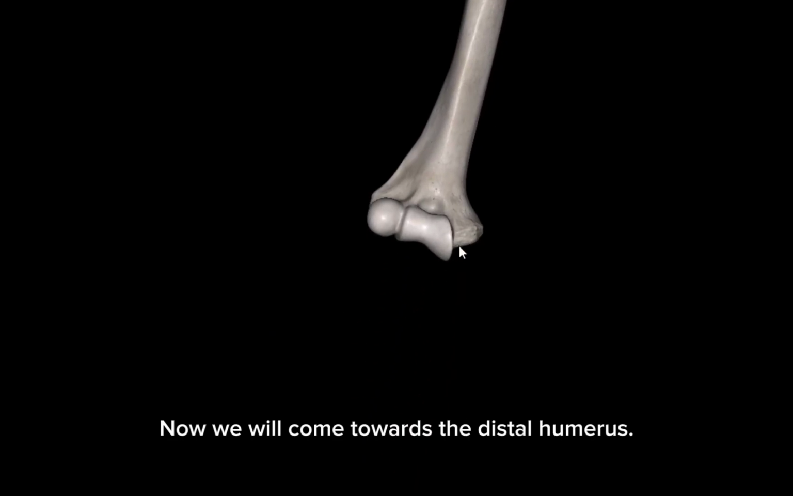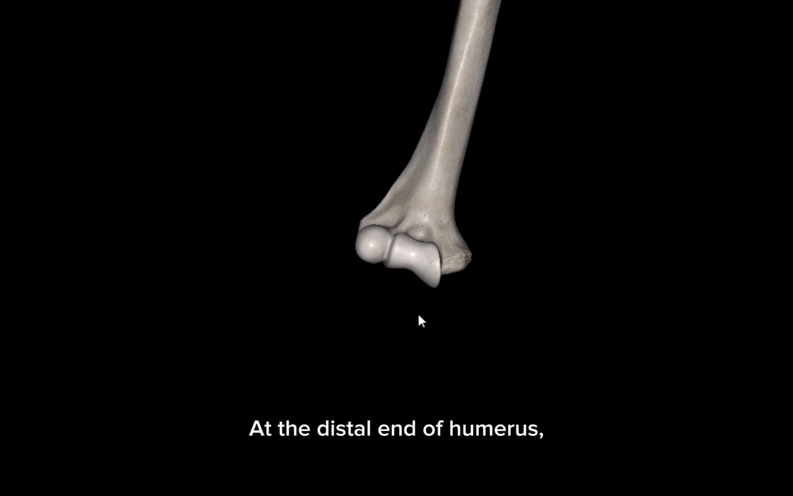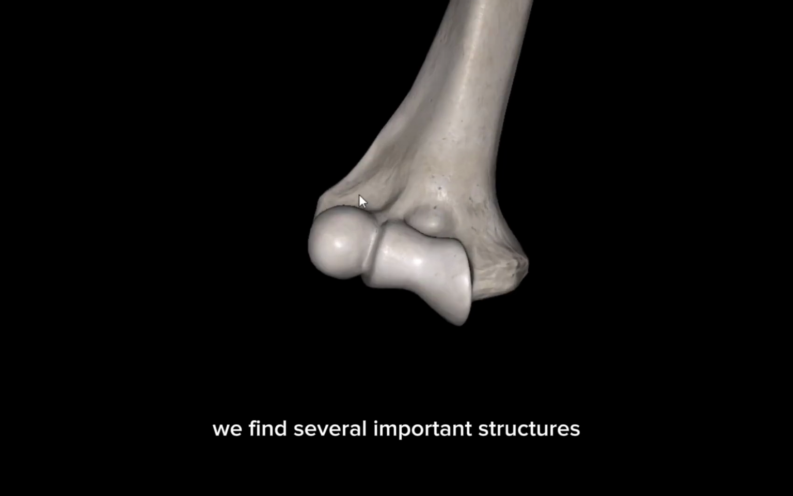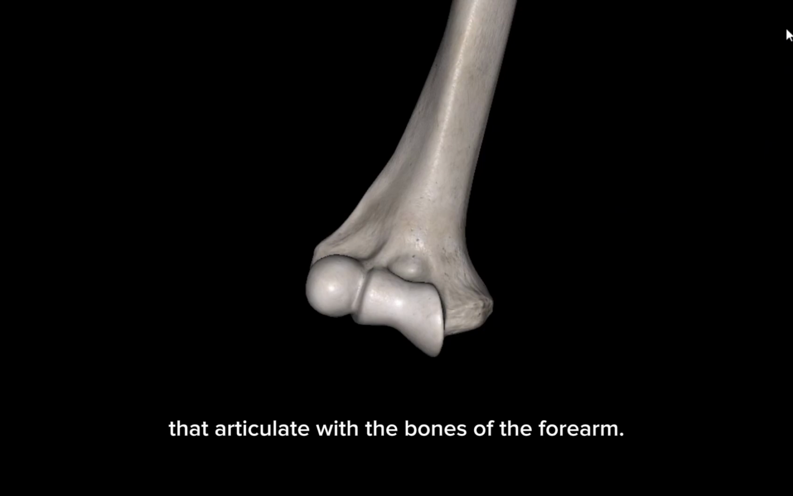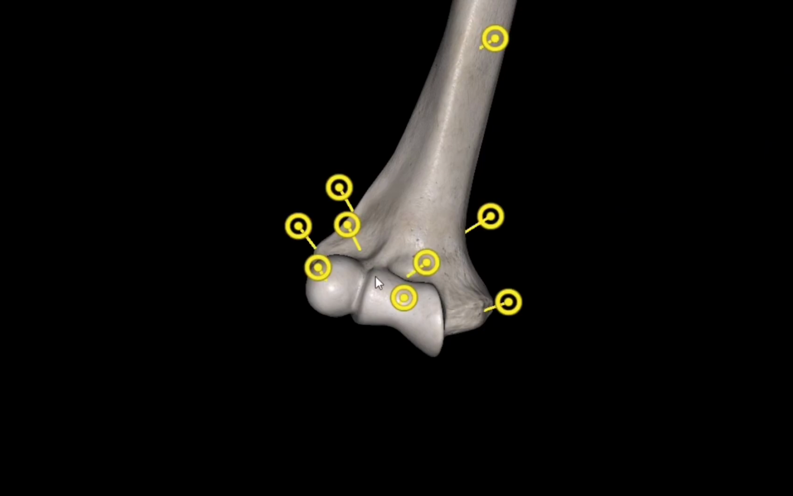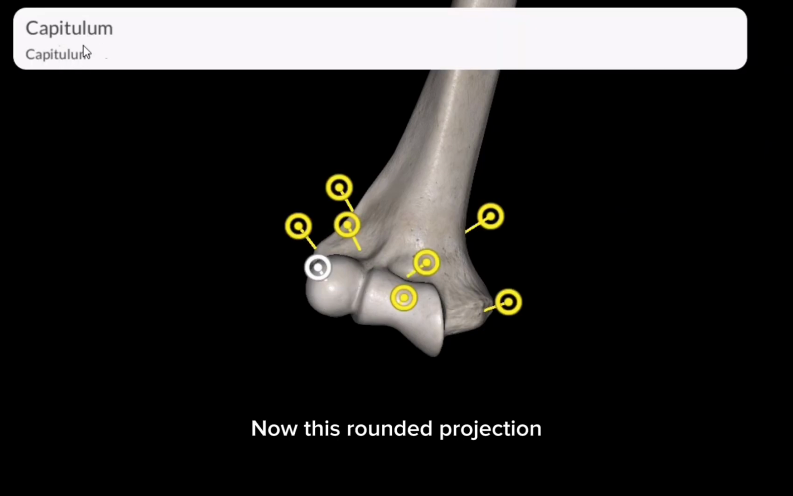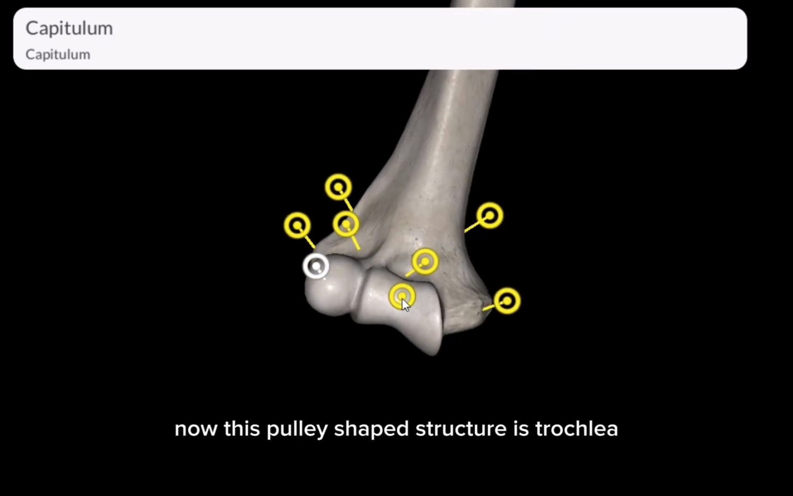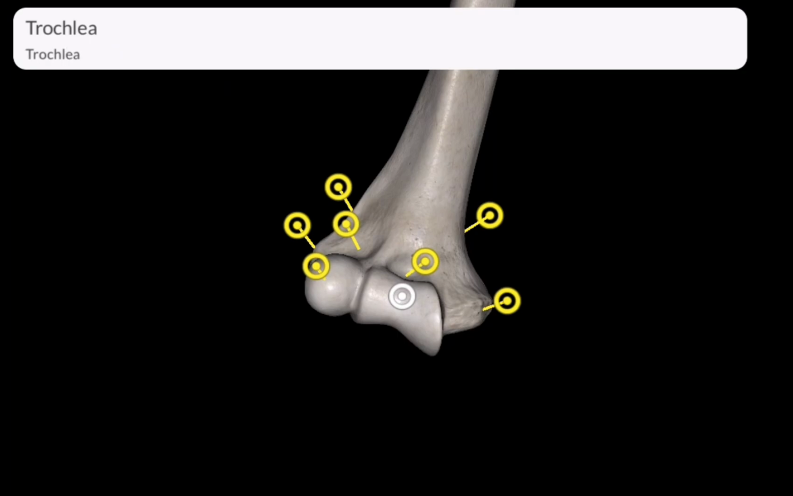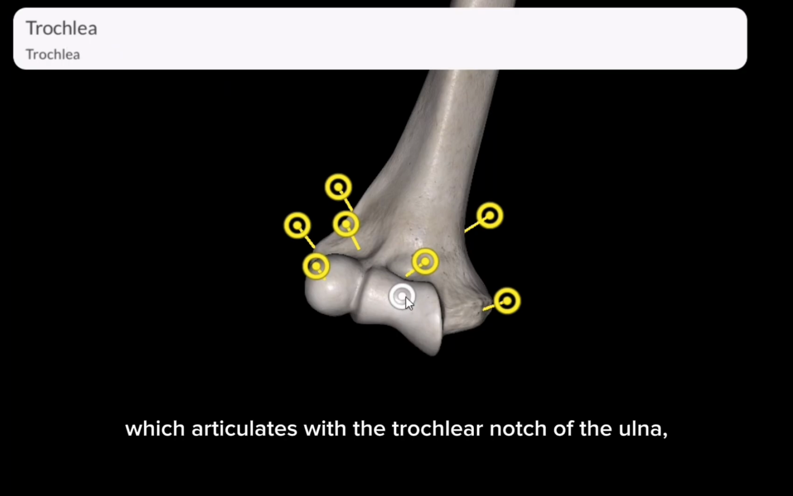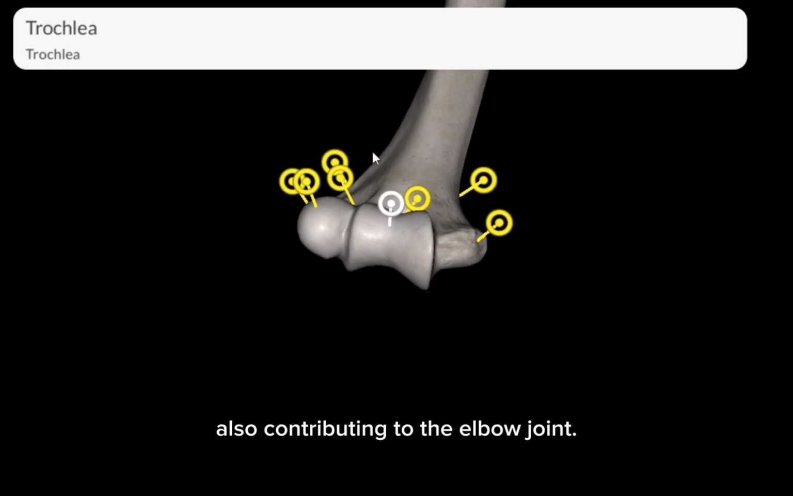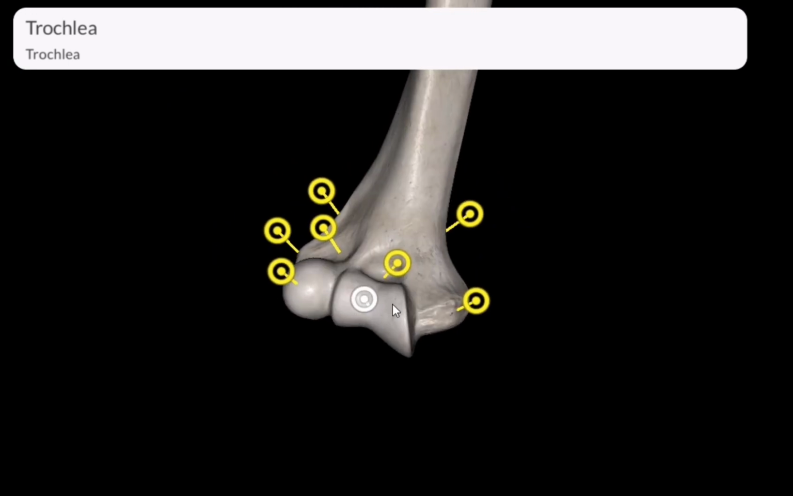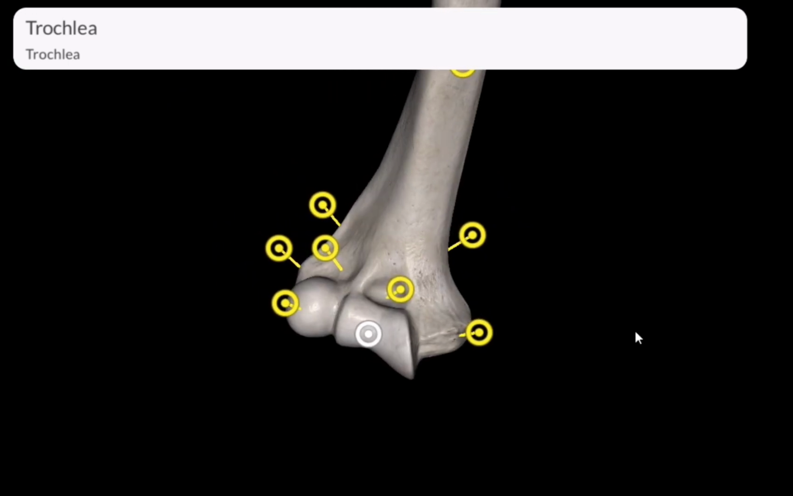Now we will come towards the distal humerus. At the distal end of the humerus we find several important structures that articulate with the bones of the forearm. Now this rounded projection that you can see is the capitellum, which articulates with the radial head, forming part of the elbow joint. Now this pulley-shaped structure is the trochlea, which articulates with the trochlear notch of the ulna, also contributing to the elbow joint.